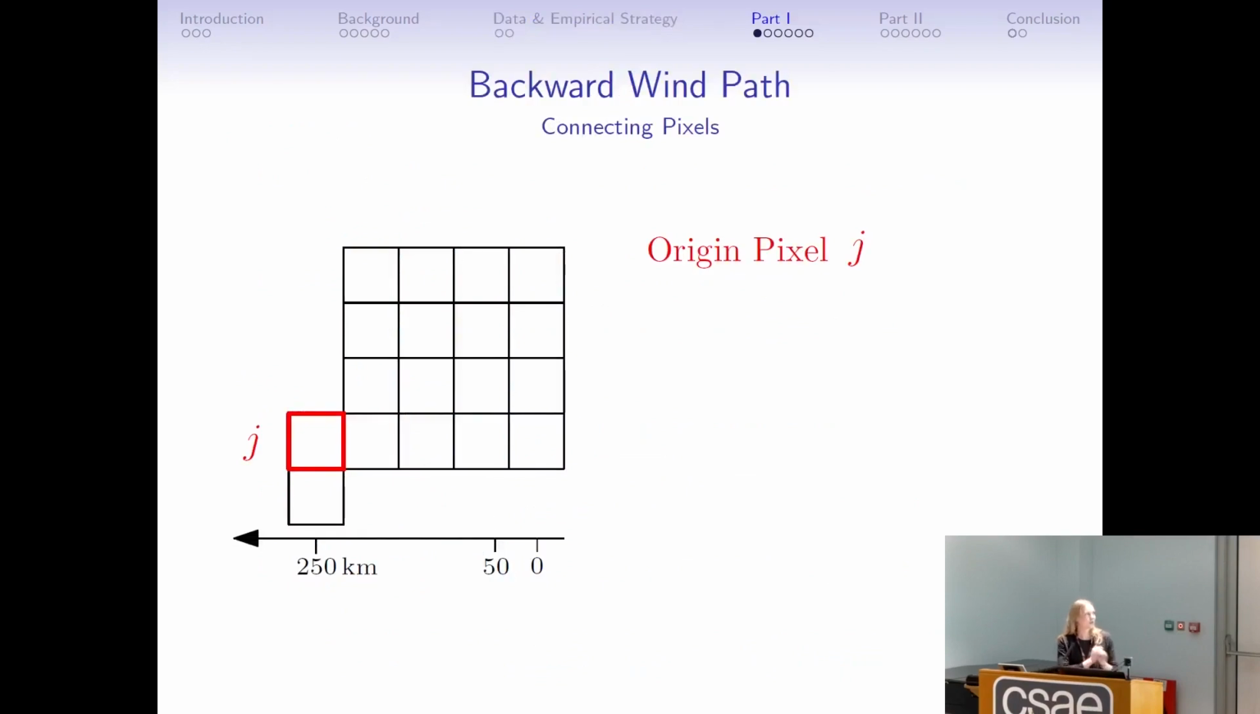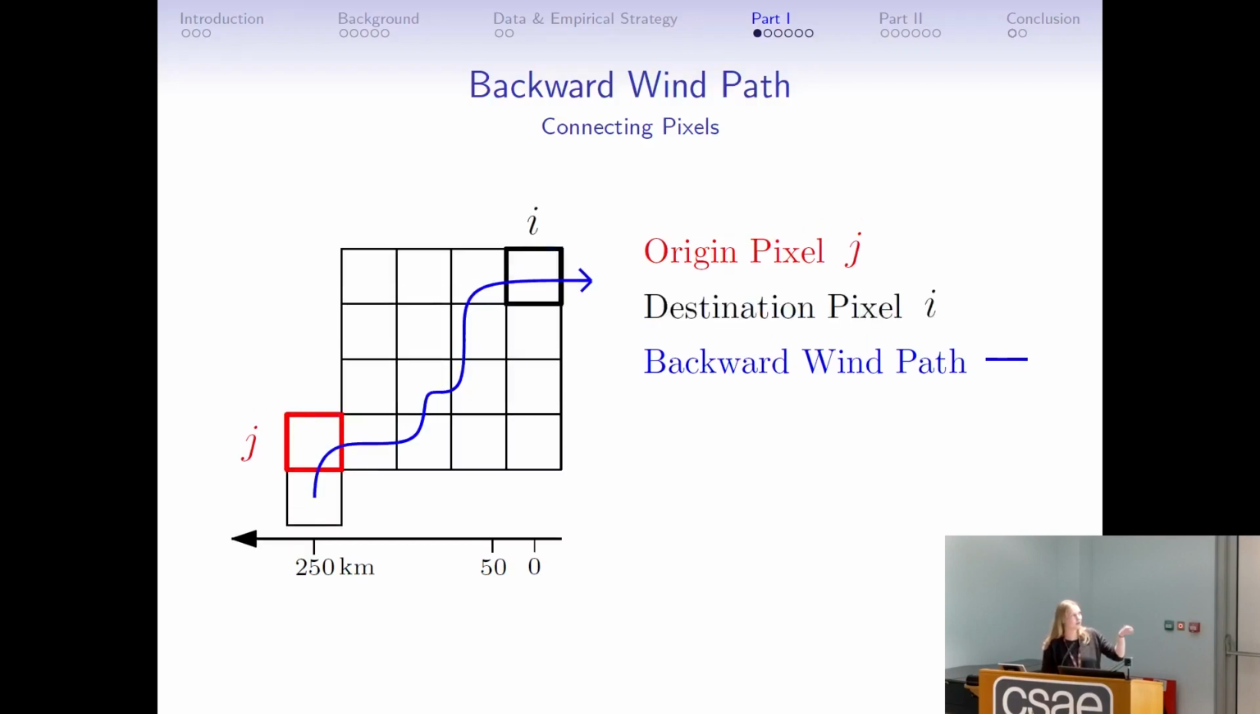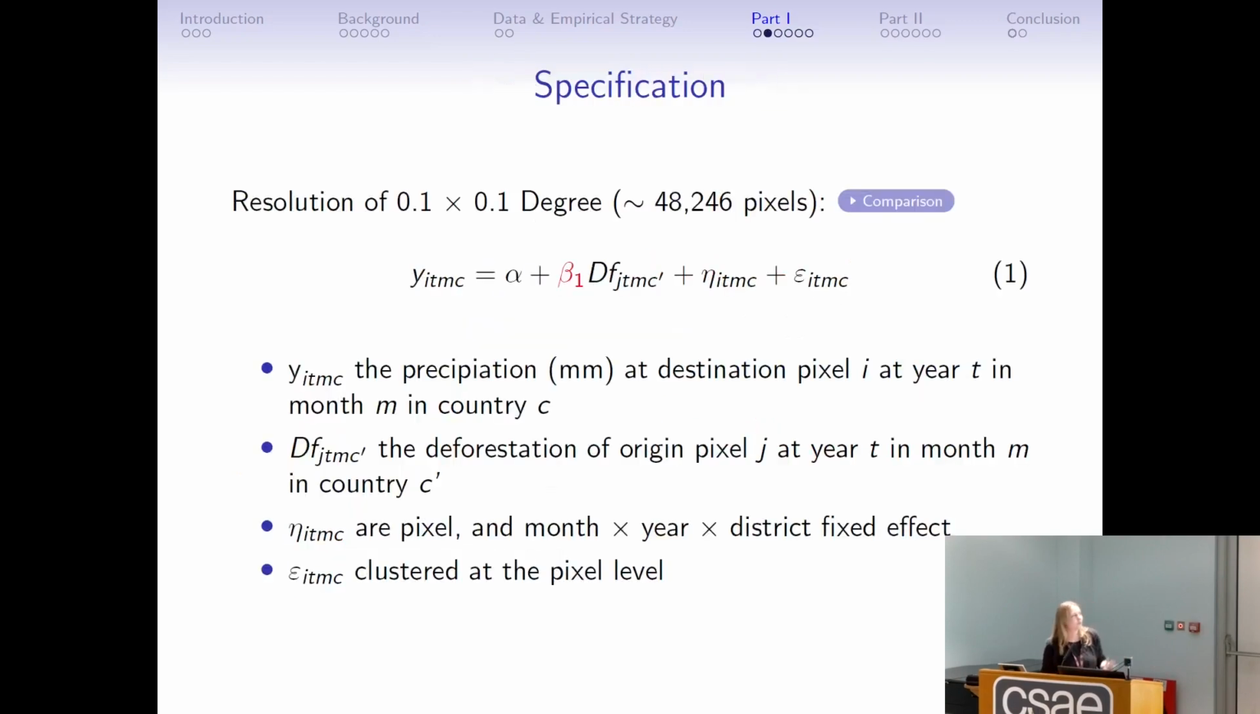So, a bit about the identification strategy. We have our origin pixel G, which crosses a backward wind path, which allows us to connect the destination pixel P to this origin pixel G. In the first part of the analysis on deforestation and rainfall, we are going to select all of the pixels that are crossing this backward wind path for this destination pixel E. More specifically, we will use the resolution of 0.1 degrees by 0.1 degrees, which is broadly 11 by 11 kilometers at the equator.